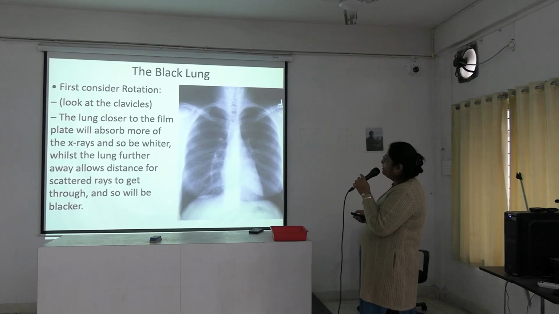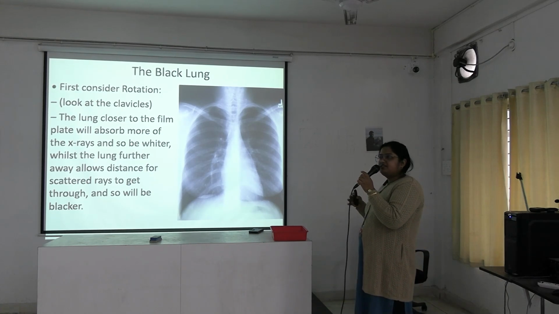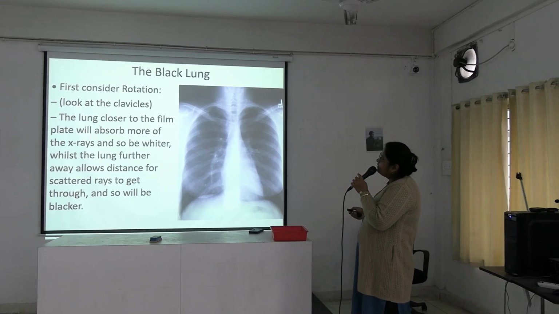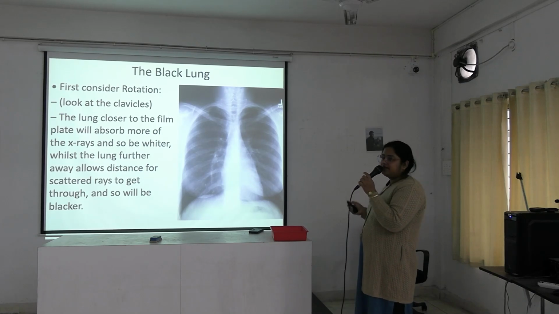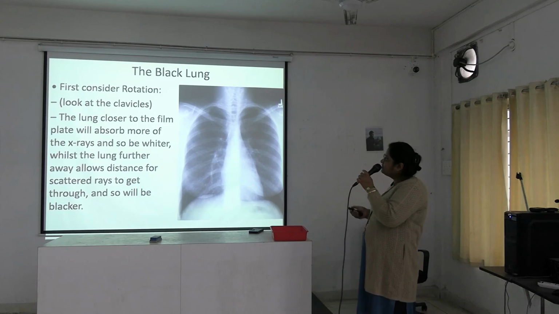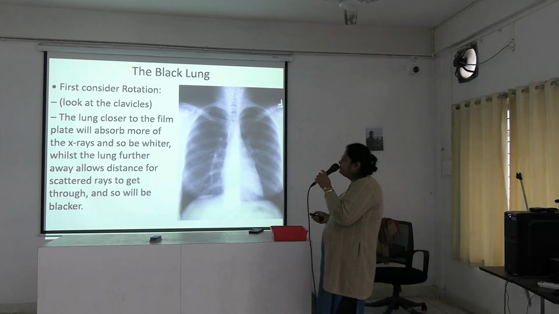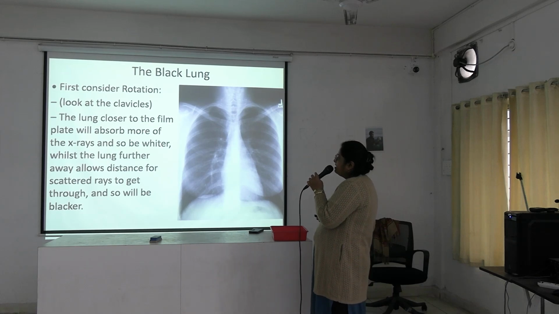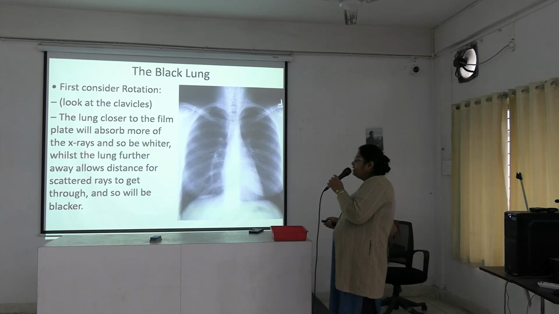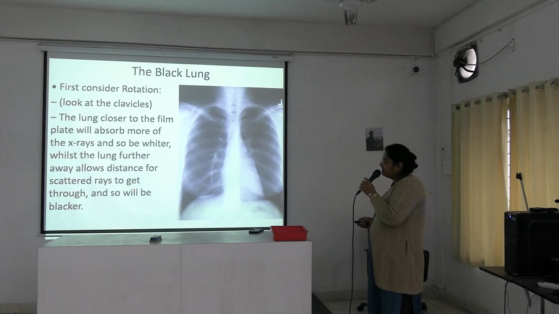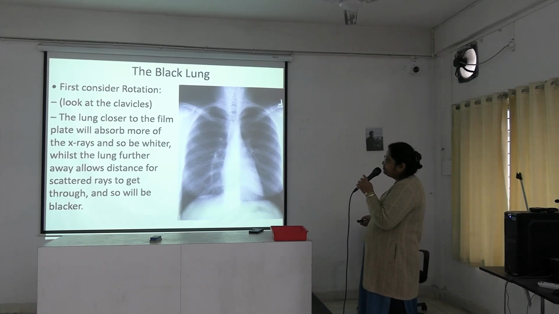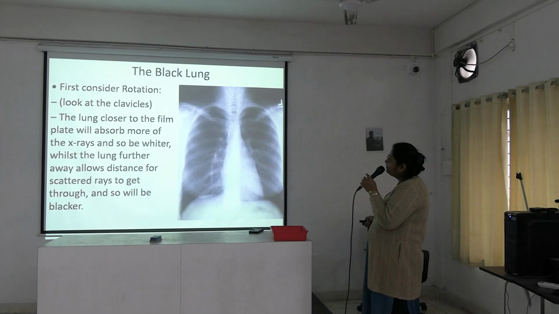This is black lung. First, black lung occurs if the rotation is not proper. First, consider the rotation. Look for the clavicles, whether they are located in the proper position or not. The lung closer to the film plate will absorb more of the X-rays and so will be whiter, while the lung further away allows distance for scattered rays to get through and so will be blacker in color.